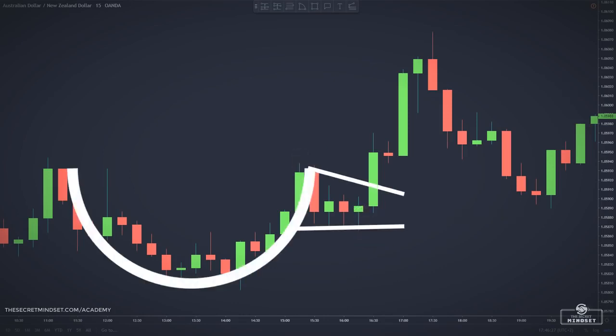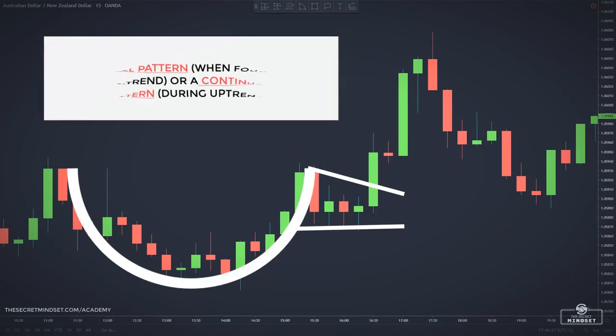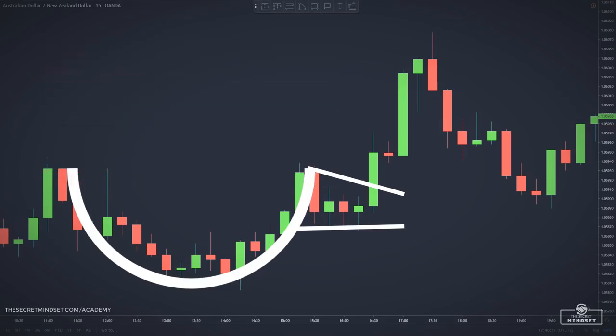A cup and handle chart may signal either a reversal pattern or a continuation pattern. A reversal pattern occurs when the price is in a long-term downtrend, then forms a cup and handle that reverses the trend and the price starts rising. A continuation pattern occurs during an uptrend, as the price is rising, forms a cup and handle, and then continues rising.